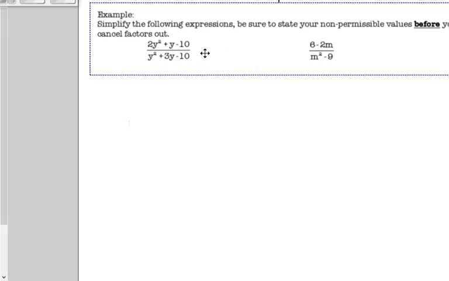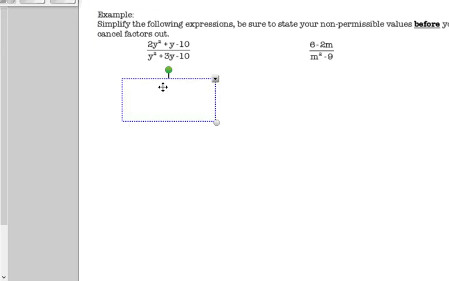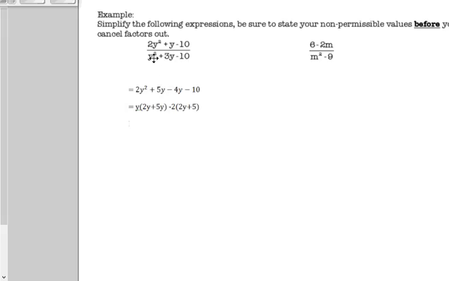What you should notice in the numerator is that you've got 2y squared plus y minus 10. Right now there are no factors that can be factored out as it stands. What we need to do then is factor by decomposition. Again, this is some prerequisite knowledge. In order to factor, we're going to take 2, multiply it by negative 10 to get negative 20. We need to figure out what two numbers multiply to negative 20 and add to 1. When we do that, we find out that it's plus 5 and minus 4.